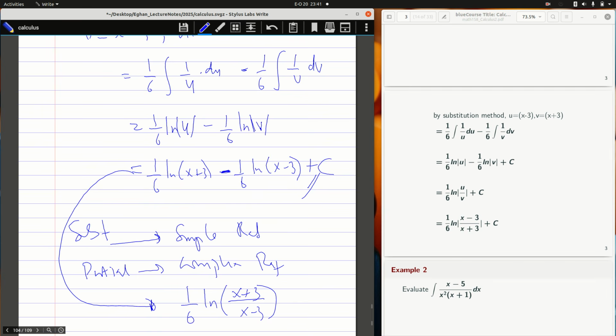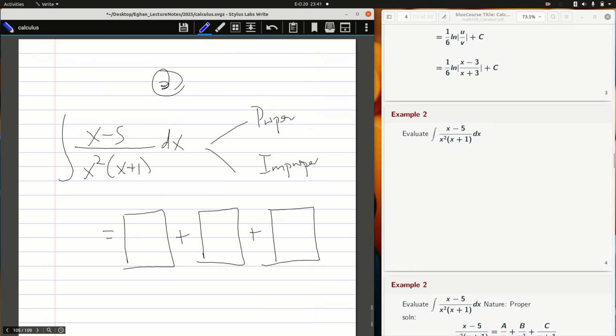Okay, example 2. You realize that this is not a simple rational function, it's complex. So straight away I need to use partial fractions. Is it proper or improper? The degree of the numerator is 1, the degree of the denominator is 3, hence it is a proper rational function.